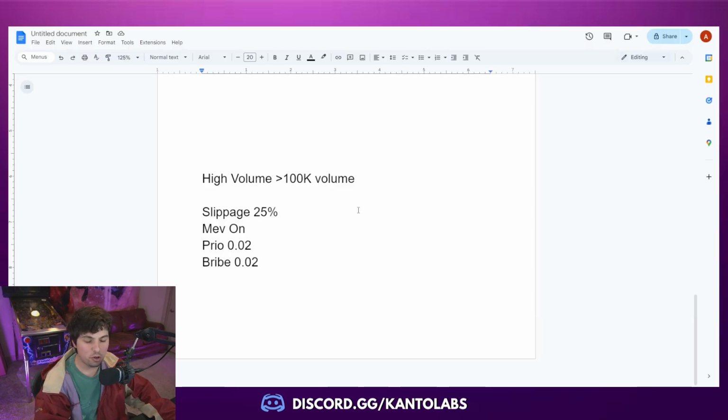So let's say that you want to trade with Mev Protection on. What I would suggest is you can set your slippage a little bit higher. You keep Mev Protection on, and then you just crank up your Prio and your Bribe. This would be on a high volume token where you are not worried about getting Mev'd because you have Mev Protection on. And it just really depends on the risk that you want to take and how you want to trade this stuff. For the most part, you can keep your slippage low, you can keep your Prio and your Bribe low, and you can keep Mev Protection off.